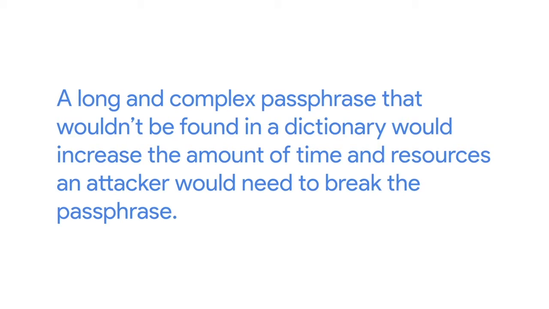But to protect against brute force or rainbow table attacks, we should take some steps to raise the computational bar. A long and complex passphrase that wouldn't be found in a dictionary would increase the amount of time and resources an attacker would need to break the passphrase. Changing the SSID to something uncommon and unique would also make rainbow table attacks less likely. It would require an attacker to do the computations themselves, increasing the time and resources required to pull off an attack. When using a long and complex Wi-Fi password, you might be tempted to use WPS to join clients to the network.